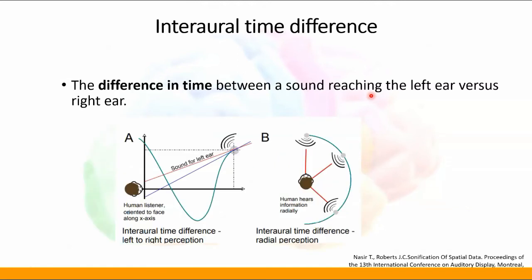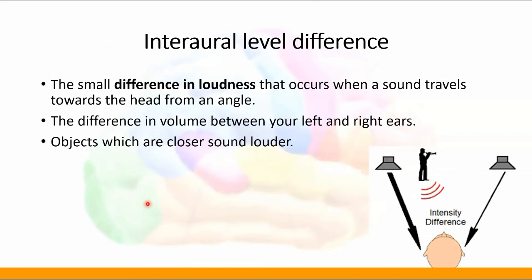What is interaural time difference? Interaural time difference is the difference in time of the sound arriving at both ears. Next, what is interaural level difference? Interaural level difference is the difference in loudness or volume and distribution of frequency between the two ears.